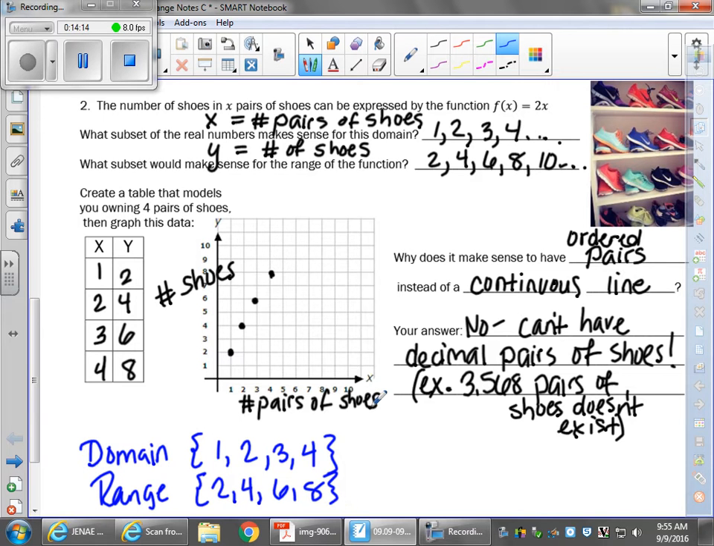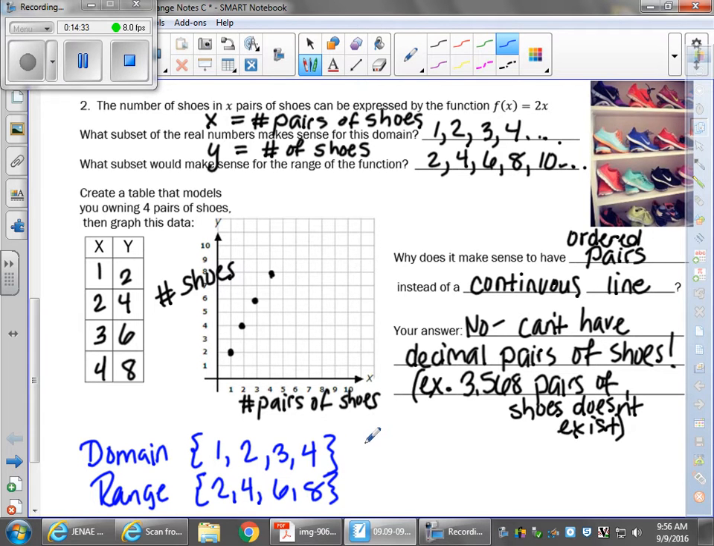So for those of us who struggled with this question on the quiz that I just passed back, don't overthink it. If I have these set ordered pairs, they are not connected. We are simply going to identify the ordered pairs and list the values in order, least to greatest would be nice.